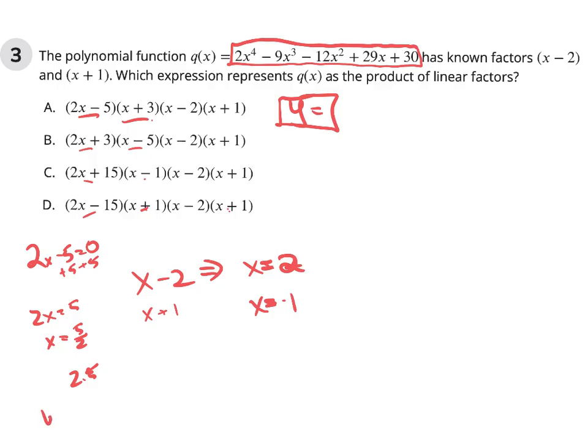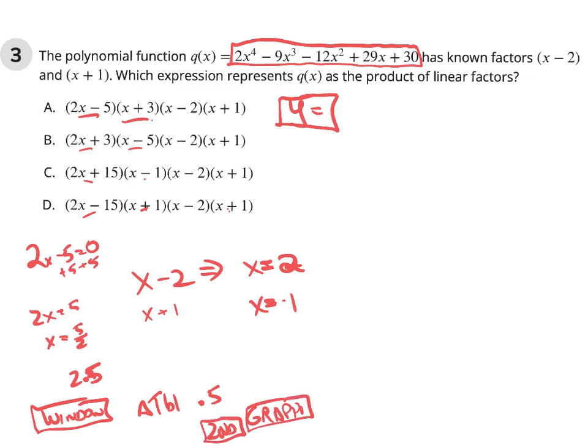So you're going to go window, hit the window button, change your delta table to 0.5, and that'll get you to 2.5 on X. Go back and hit graph again. Second, then graph to bring up a table of values, and you will see that 2x minus 5 won't work.